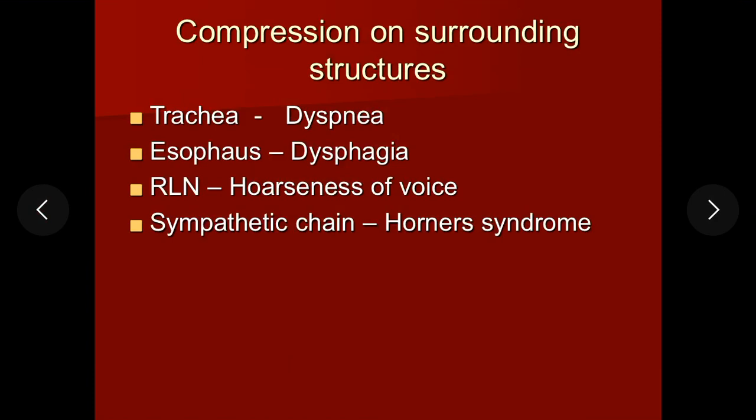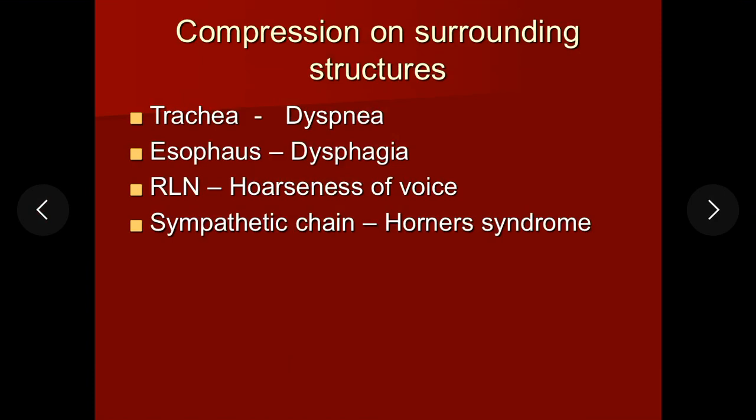You find the recurrent laryngeal nerve is related very close to the inferior lobe. Then this nerve passes upwards along the tracheo-esophageal groove and goes to supply the muscles. So if this recurrent laryngeal nerve is compressed, that could lead to hoarseness of voice. And then you remember the posterolateral surface, very close to that you find the sympathetic chain also. If that gets compressed, that could lead to Horner syndrome.